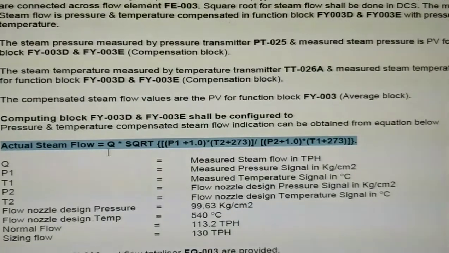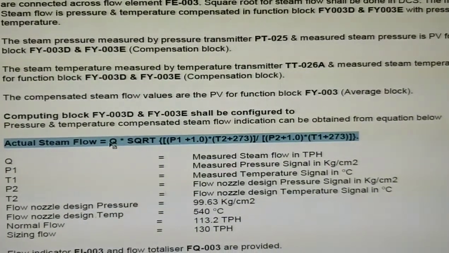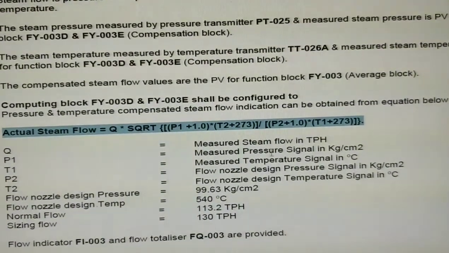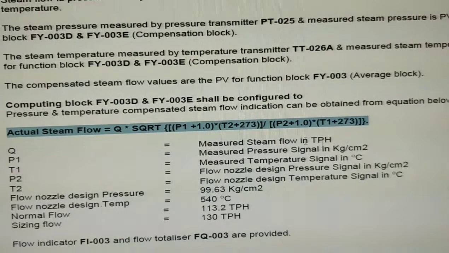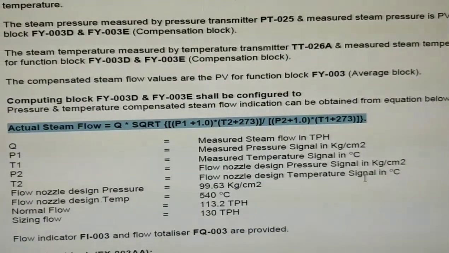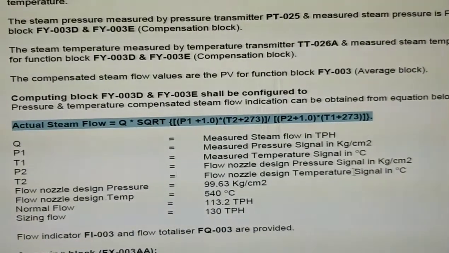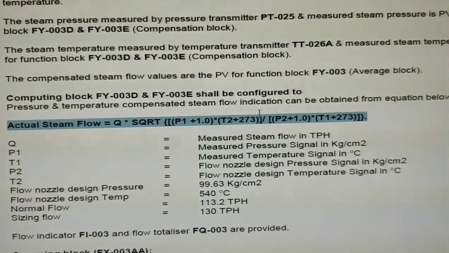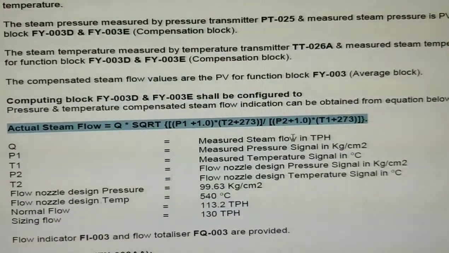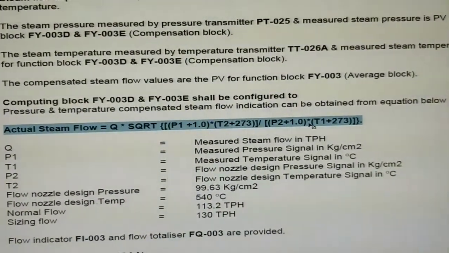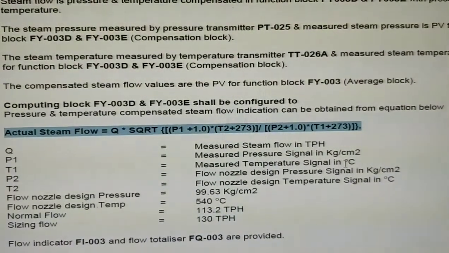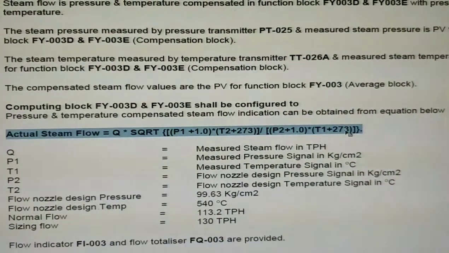Now we will see the compensation formula for steam flow. Actual steam flow will be raw steam flow multiplied by the square root of P1 plus 1 multiplied by T2 plus 273, divided by P2 plus 1.0 multiplied by T1 plus 273. P1 is the measured pressure signal in kg per cm square, and T2 is the flow nozzle design temperature signal in degree Celsius. P2 is the flow nozzle design pressure signal in kg per cm square, and T1 is the measured temperature signal in degree centigrade.